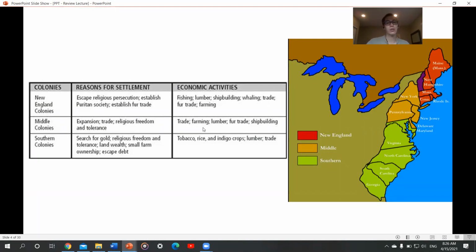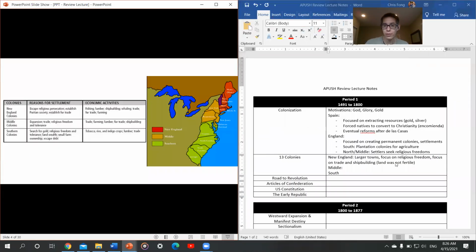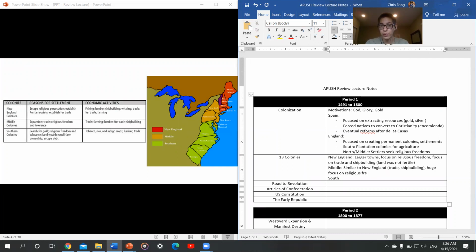But the middle colonies also had a little bit more farming, not as much as the South. They didn't have that perfectly fertile soil that the South did. But I'll say the middle colonies are somewhat similar to New England in that you have trade and shipbuilding. I'm going to say that there's a huge focus on religious freedoms, especially Pennsylvania, founded by the Quakers.